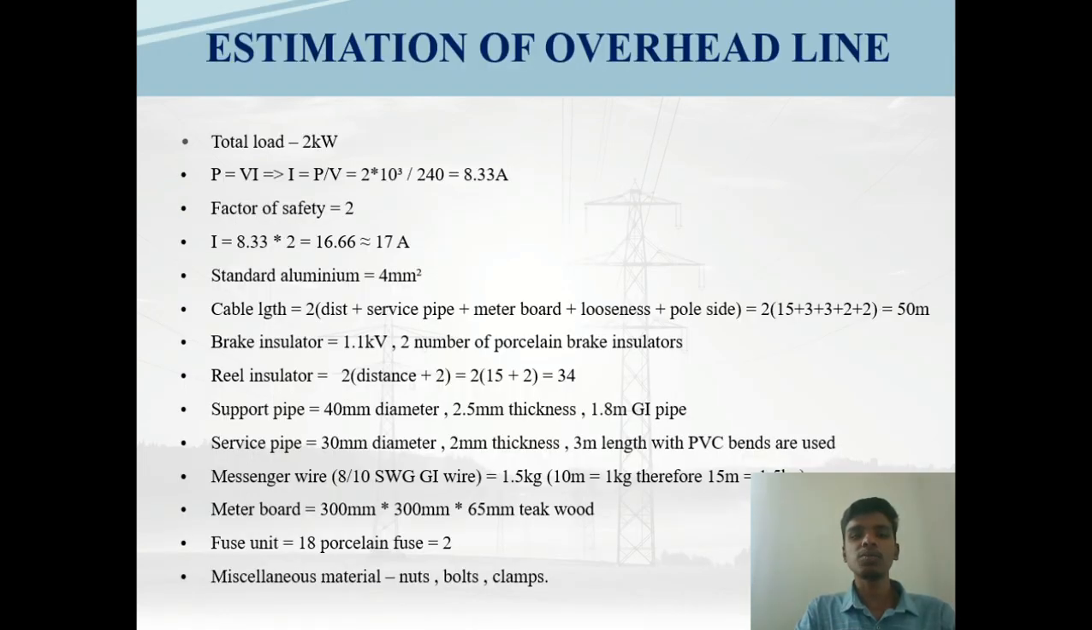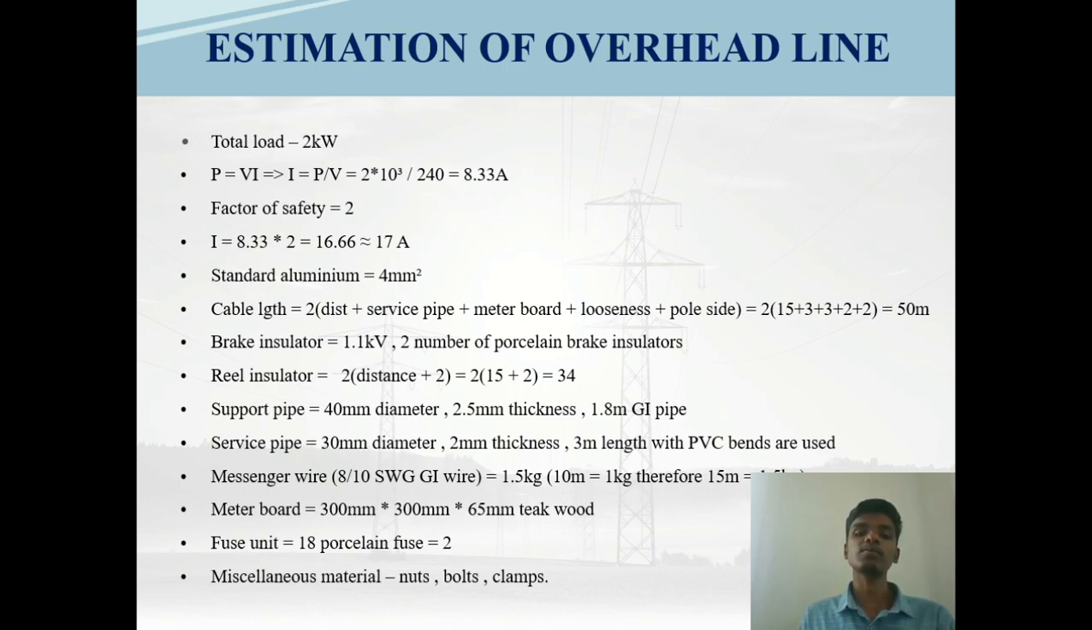Now I am going to explain the estimation of the overhead transmission line. Total load was calculated as 2 kW and current was calculated by the formula P by V, which is 8.33 amps. A factor of safety was multiplied with the current, and a standard aluminium cable of 4 mm square was used. Cable length was approximately 50 meters. Brake insulators, 1.1 kV, two numbers are used. Reel insulators, 34 numbers, are used.